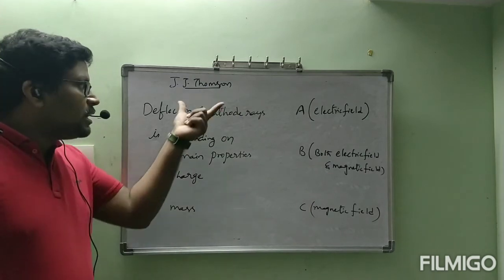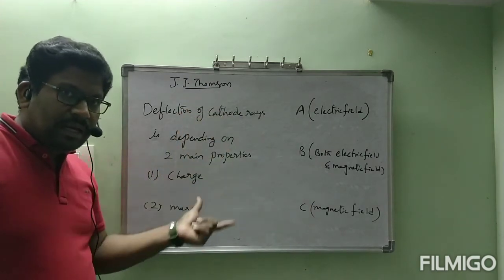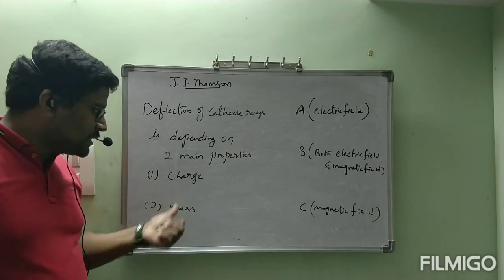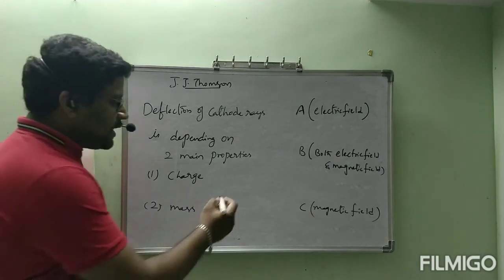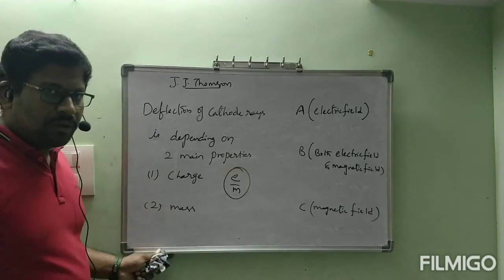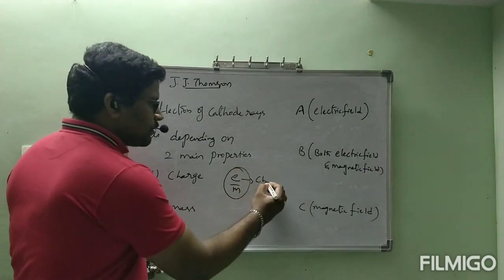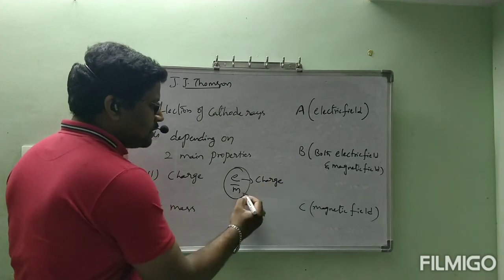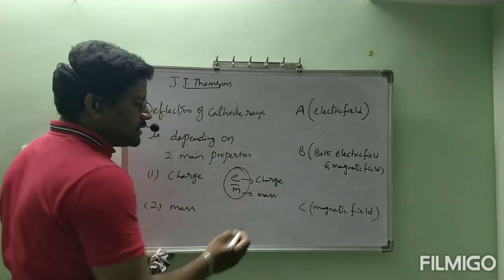Okay, depending on this deflection and the two properties, charge and mass, we are going to calculate e/m. What is meant by e? Charge, and what is meant by m? Mass.